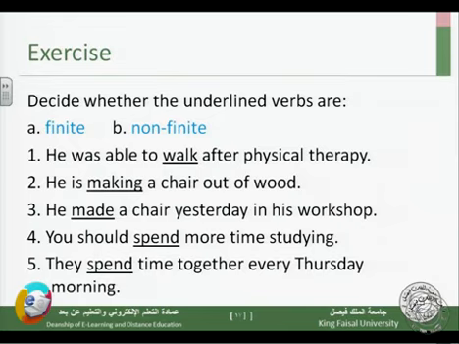Spend is non-finite. Number 5, they spend time together every Thursday. Spend, if we change the subject here, if we make it he, okay, does it change? Yes, it does. Okay, so if we say he spends time with his brother every day, you will notice we need to use the third person singular form in this case. So the verb changes, and this is why we call it a finite verb. So the answer for number 5 is A.